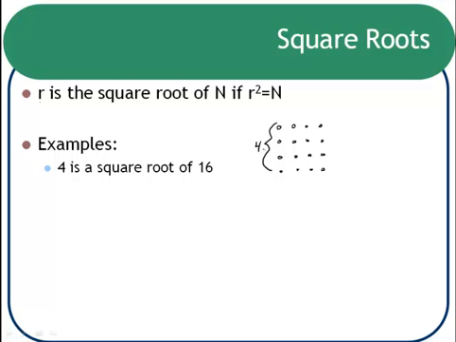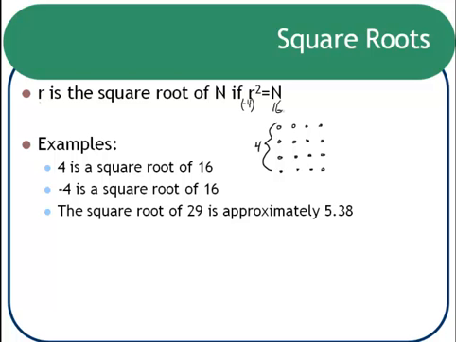So there's another square root of 16, which seems a little strange, but negative 4 is also a square root of 16. Now, I can't really draw negative 4 rows or columns, but you can plug negative 4 into this formula, and negative 4 times negative 4 does in fact give you 16. So it's kind of interesting. 16 has 2 square roots.